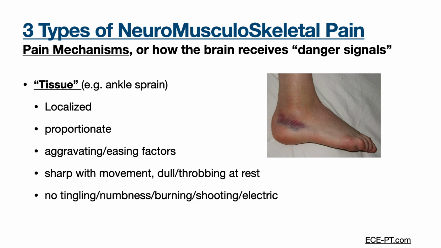It sort of is intermittent, meaning comes and goes. It could be sharp with movement, dull and throbbing at rest. And generally, there's no tingling or numbing, burning or shooting or electric pain. So you just sprained your ankle. You see the picture there, it's some black and blue. You have this local proportionate pain. We can generally say that, okay, this is nociceptive. This is tissue pain. This is the tissue driving the pain or the danger signaling.